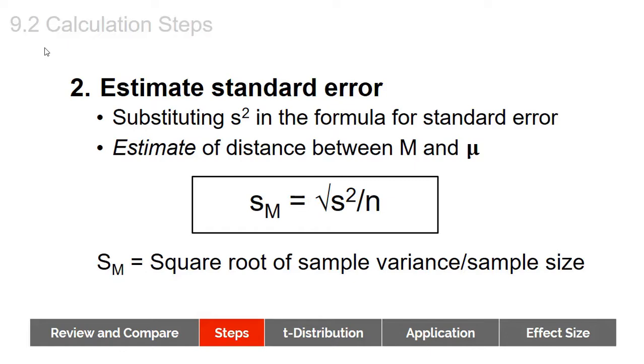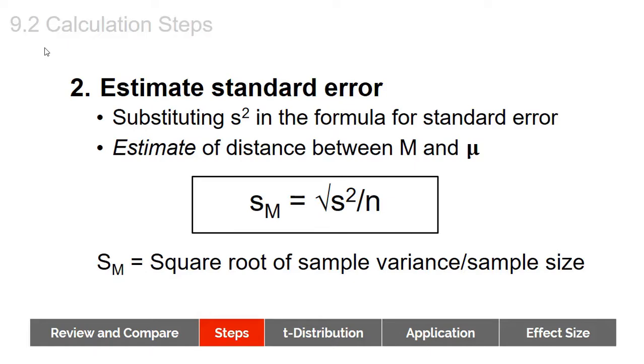Our standard error formula, which used to have an S and a subscript E, will now have an S and a subscript M. And the formula is going to be a little bit different. It's going to be the square root of the variance divided by n. This is how we're going to estimate standard error for our t-statistic. So S subscript M is the square root of the sample variance divided by the sample size.